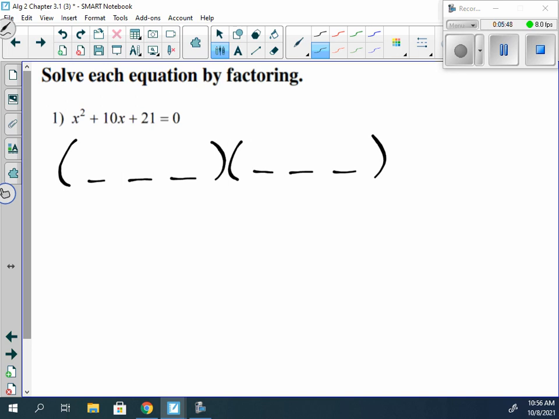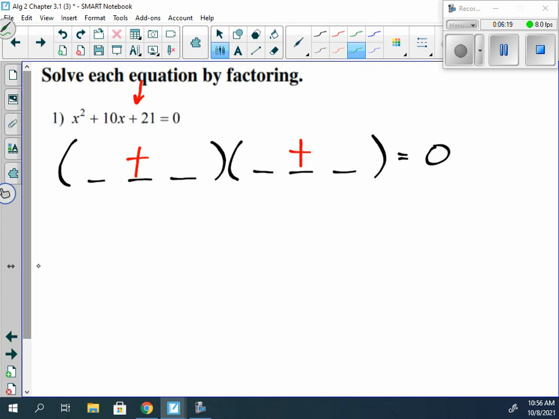So we will have two parentheses with three spaces, and this is still going to be equal to 0, because we're not changing the equation or how it's working on either side. We're just rewriting that quadratic in a different form. Now the next step was our signs. Since the third term is positive, the signs are the same and they match the sign of the middle term, which is also positive, so we'll have plus and plus.